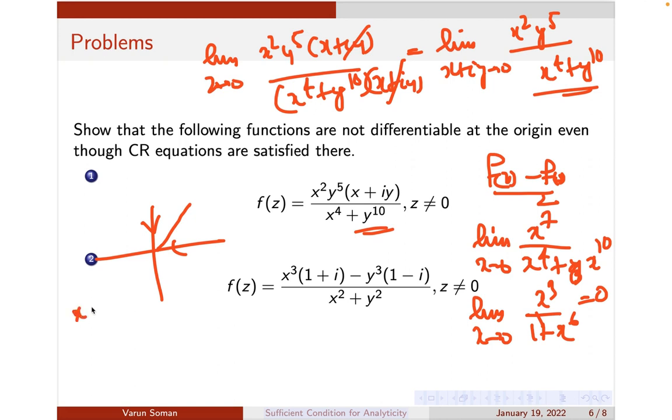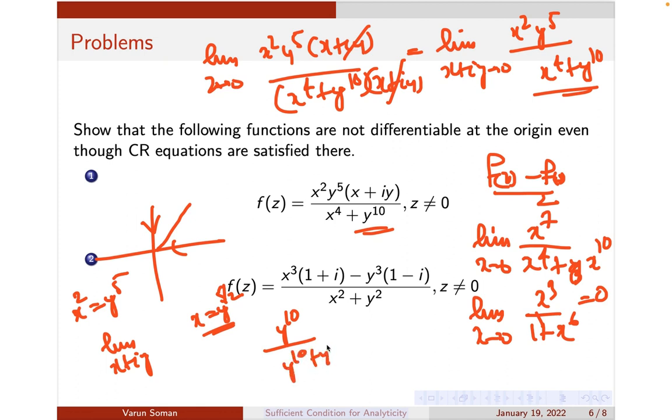Suppose I take x equal to y raised to 5, what will happen? No, okay, if I take x squared equal to y raised to 5, or simply x equal to y raised to 5 by 2, what will happen? In that case, your numerator would be simply y raised to 5 into y raised to 5, that is y raised to 10, by, again x squared is y raised to 5, so it will become y raised to 10 plus y raised to 10, nothing but y raised to 10 by 2 y raised to 10, which is 1 by 2.